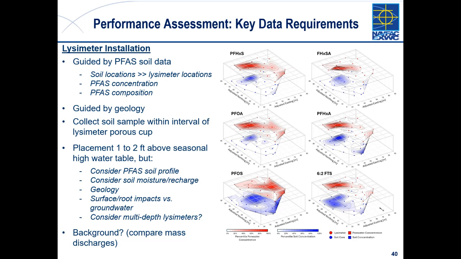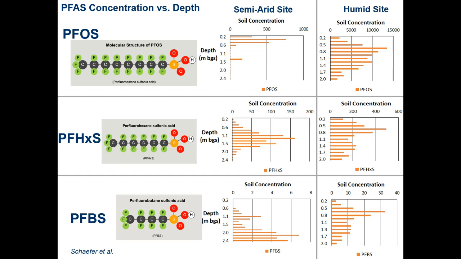The other thing that's probably still a bit of an area where we're learning is understanding background. How far out from the expected source area should we look, and really what is the background mass discharge. But moving to slide 41, we have some soil data, and maybe Chuck, you can talk about this and how understanding these soil concentration profiles might determine where we put our lysimeters in.